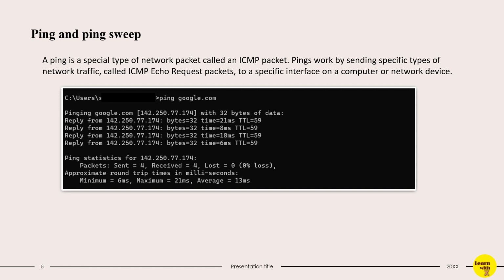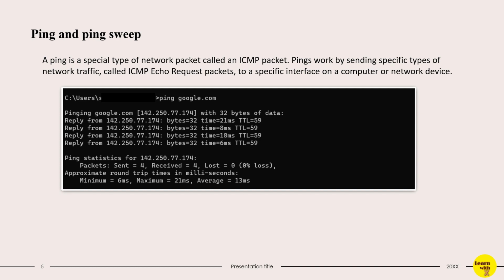And then we have ping and ping sweep. A ping is a special type of network packet called an ICMP packet. ICMP means Internet Control Message Protocol. Pings work by sending specific types of network traffic called ICMP echo request packets to a specific interface on a computer or network device. For example, in the picture we can see we performed a ping on google.com.